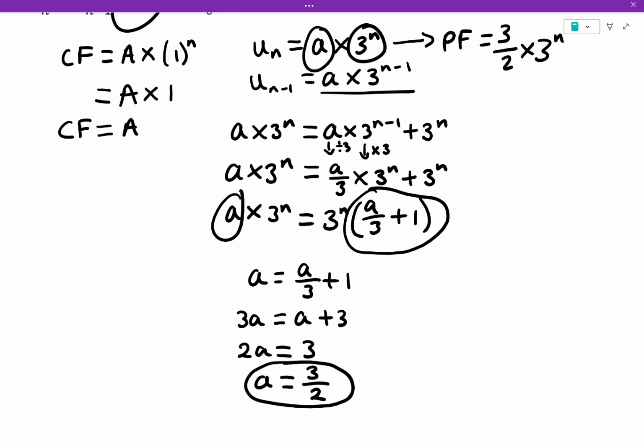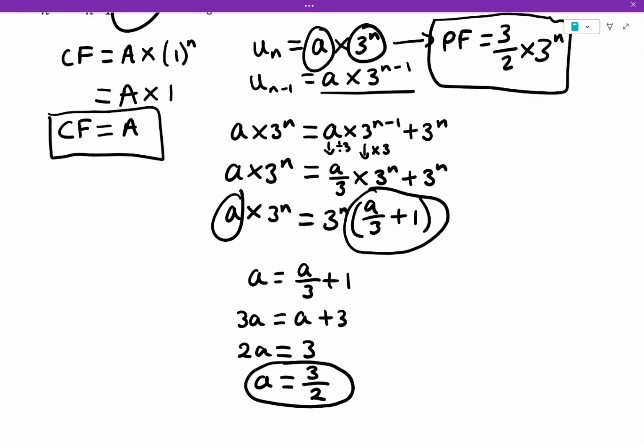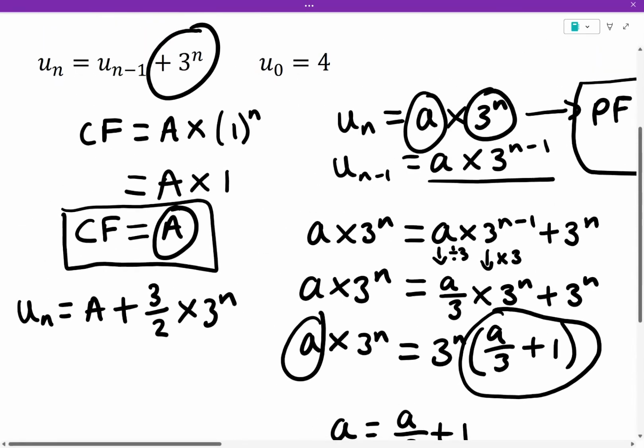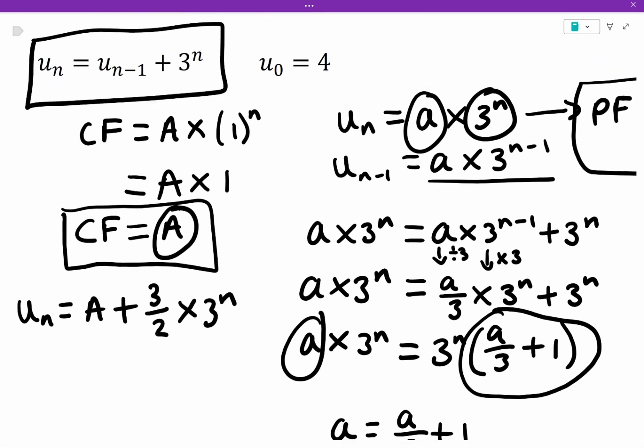Okay, so now I've got my particular function, and I've got my complementary function. What I'm going to do is add them together. My solution, u n, is going to be equal to my complementary function A, plus my particular function up here, so plus 3 over 2 times 3 to the power of n. And that is a general solution for the statement given in the question.